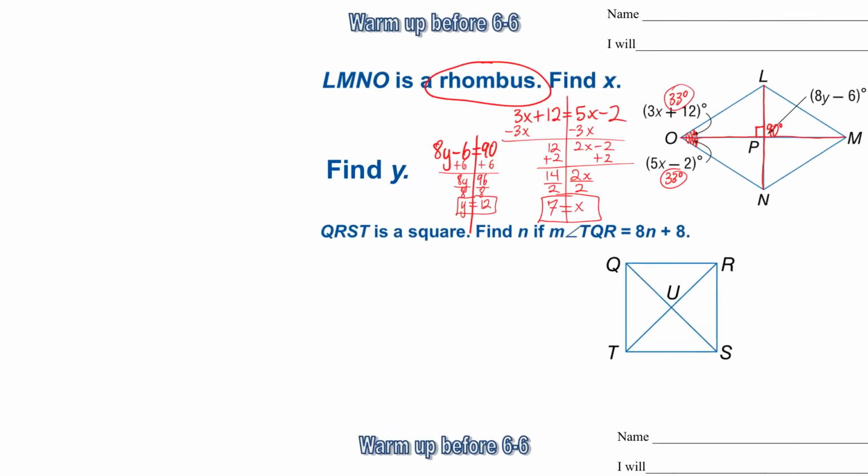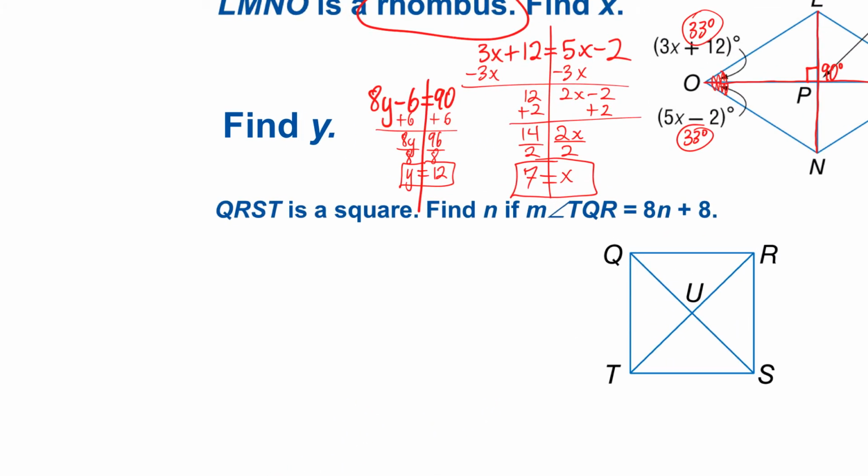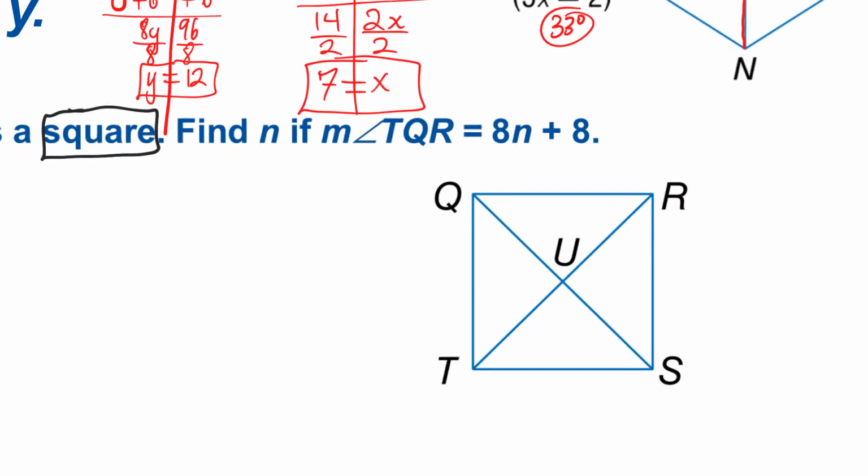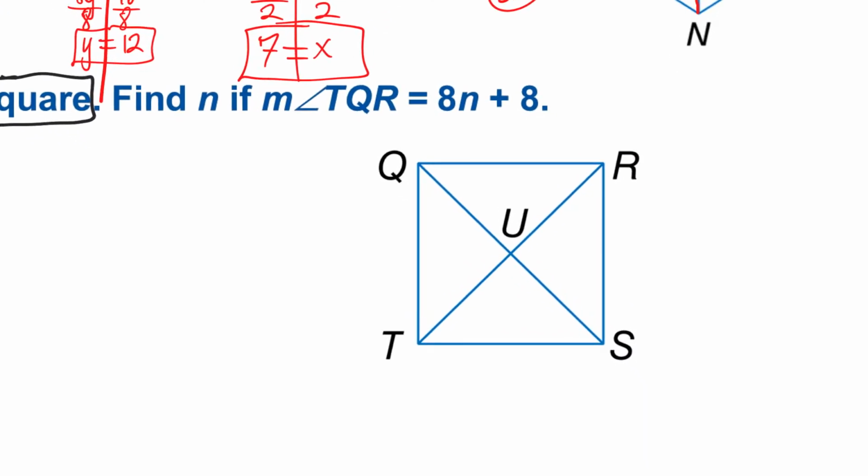Alrighty? Okay, this next one says QRST is a square, so that's important. It says find n if the measure of angle TQR is that. So TQR is this angle right here. Now since this is a square, how big is that angle? 90 degrees, because a square is a what? Because it's a rectangle, right? A square is a rectangle, so you know the angles are 90 degrees.